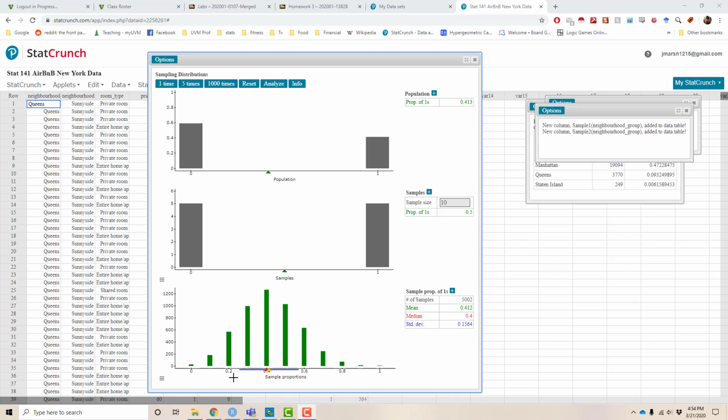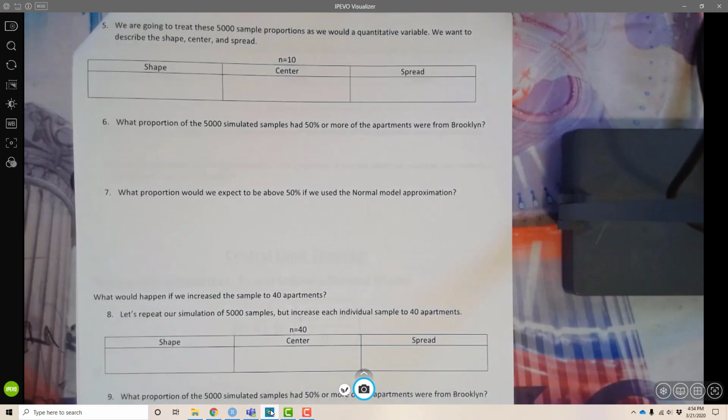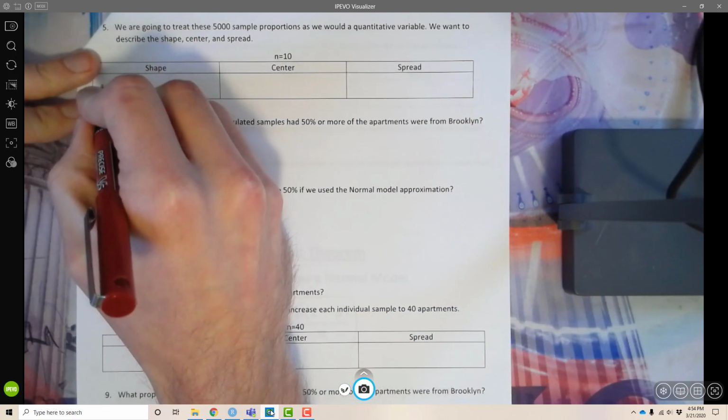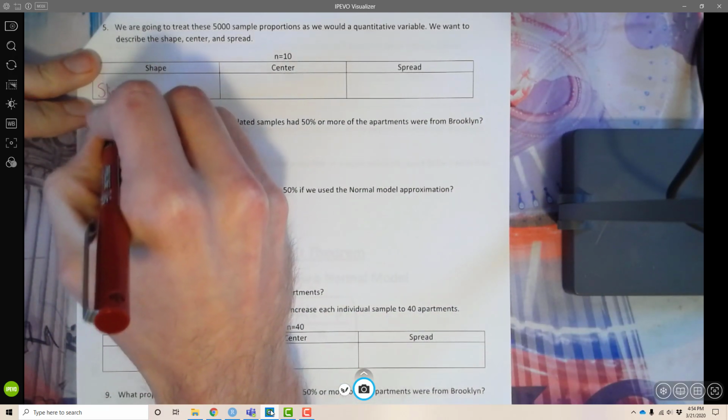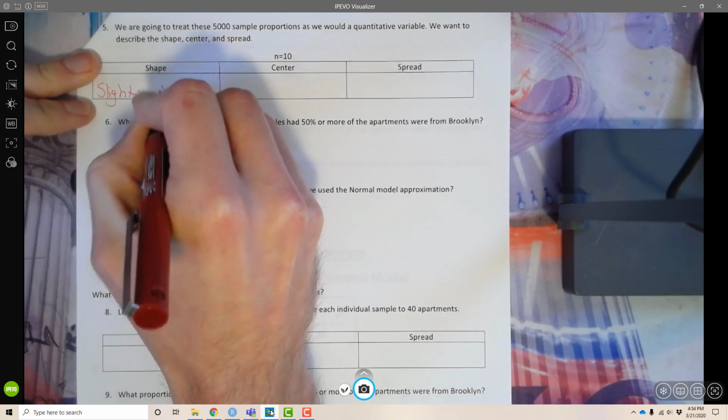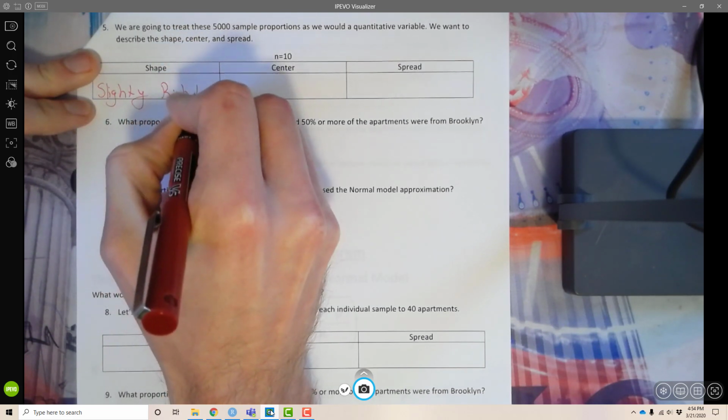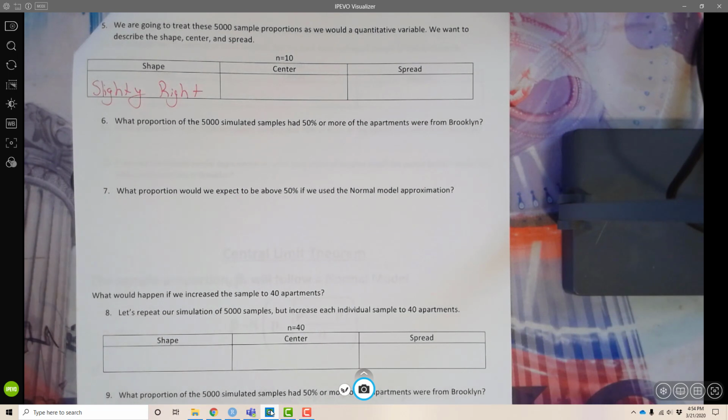So if we look at it, the shape is about bell-shaped. It has a little bit of a right skew to it. So if we put in the shape, it's slightly right skewed. What we're going to want to end up doing later is using a normal model to kind of mimic the shape that these sample proportions take. And if they're right skewed, a normal distribution isn't going to give us really that accurate of results.